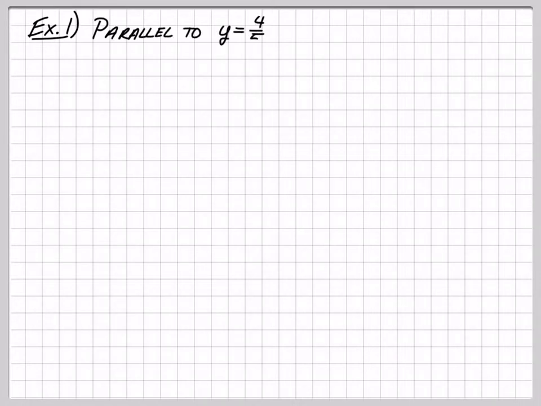All right, let's go to example 1. So I'm going to start by giving you a couple different scenarios. I'm going to tell you there's a line that's parallel to y equals 4/5 x plus 1. So it's parallel to this line, and it goes through the point 2, negative 3. My question for you is, what's the equation of a line that does that?